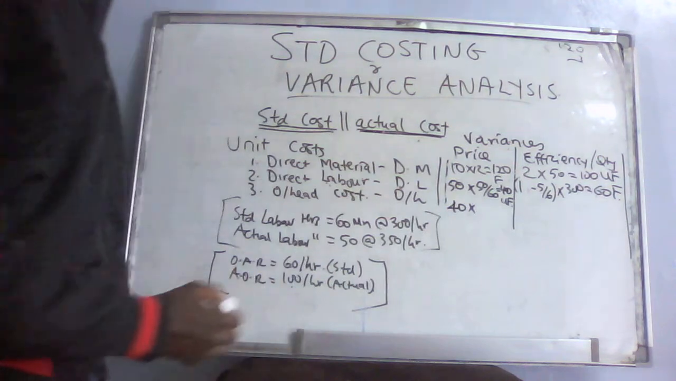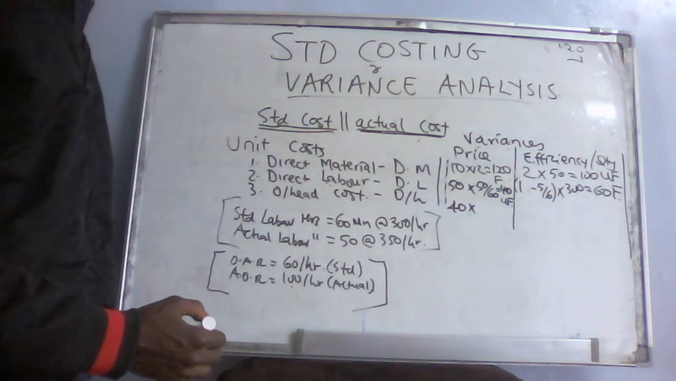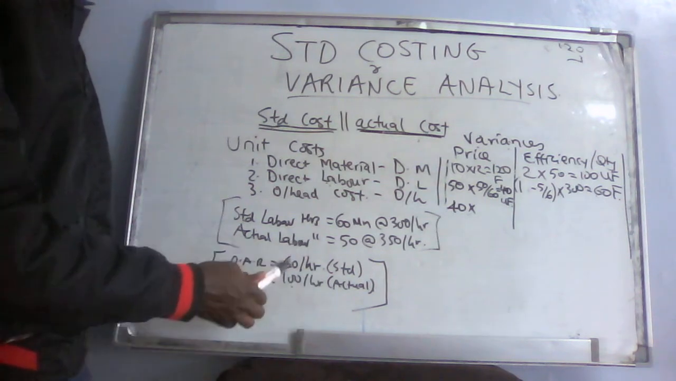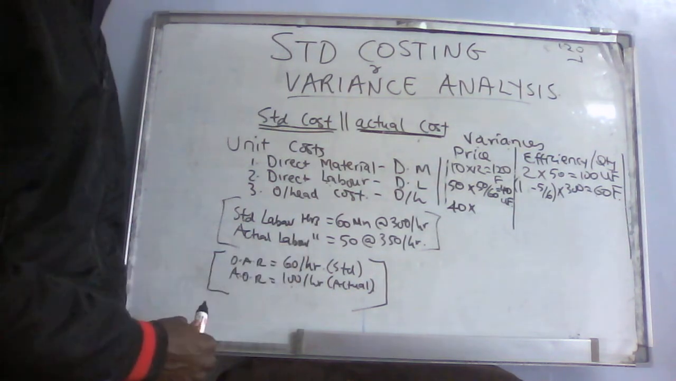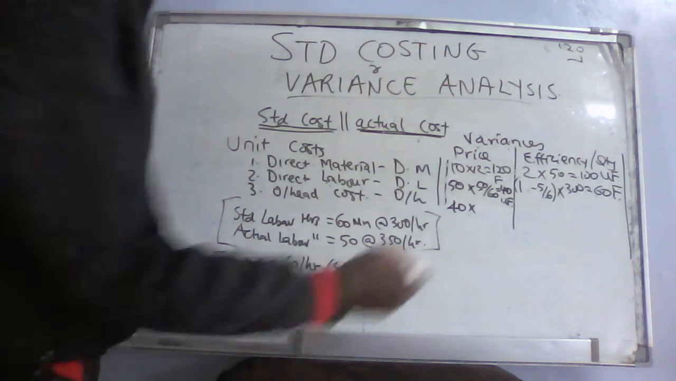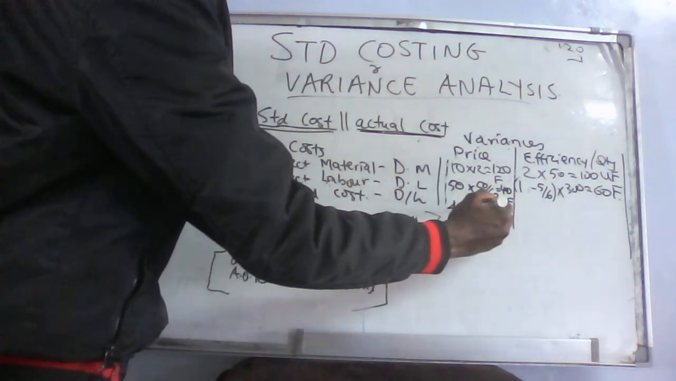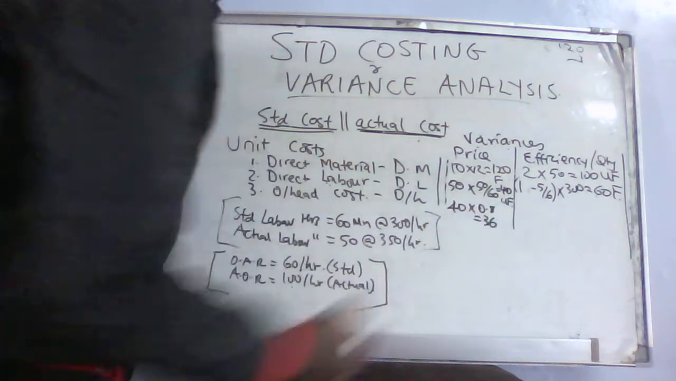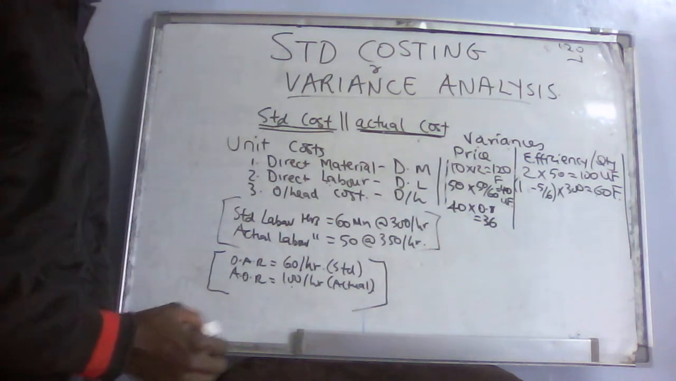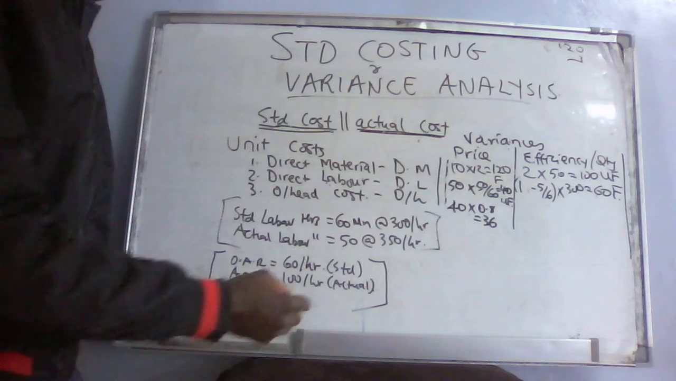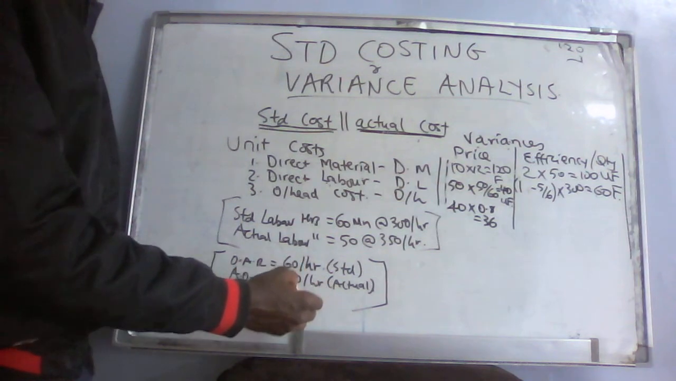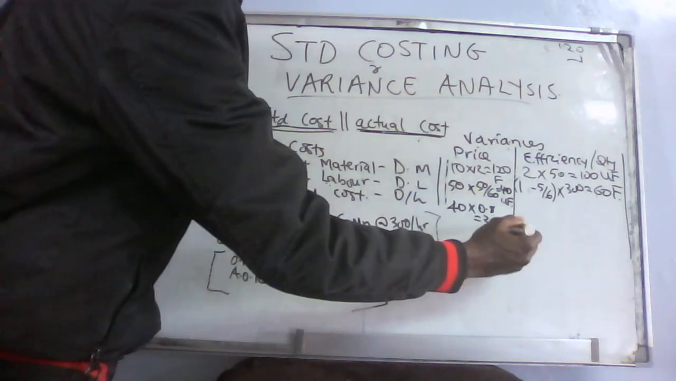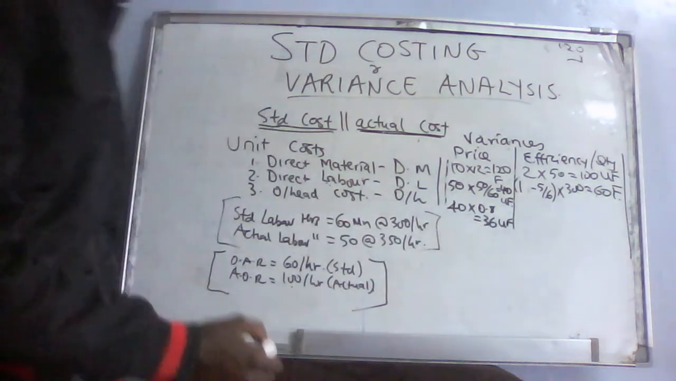times actual labor hours, because the overheads are absorbed based on labor hours. So the actual labor hours was 50. So this is 50 over 60, about 0.8. Yes, so this will be 36. And then this 36, we check, is it favorable or unfavorable? Actual is 100 per hour, standard is 60 per hour. So this is basically unfavorable. It has been more costly than we had envisaged.